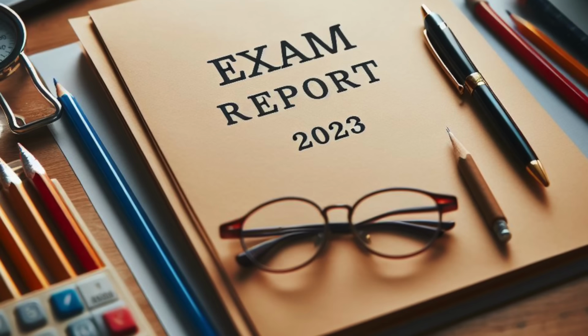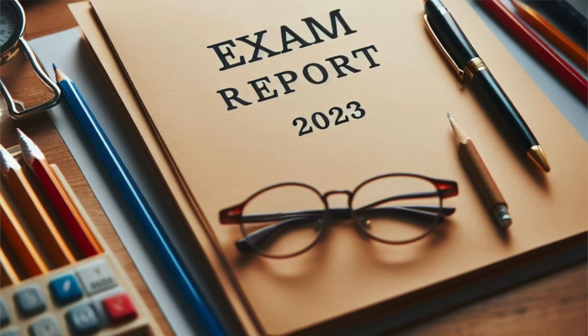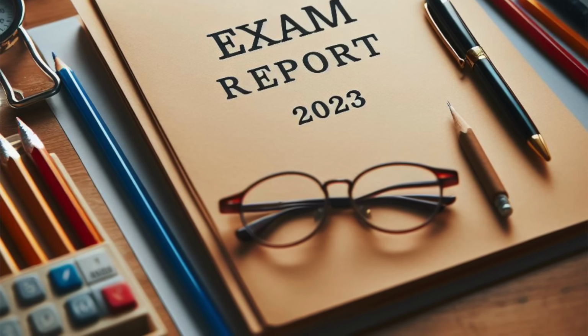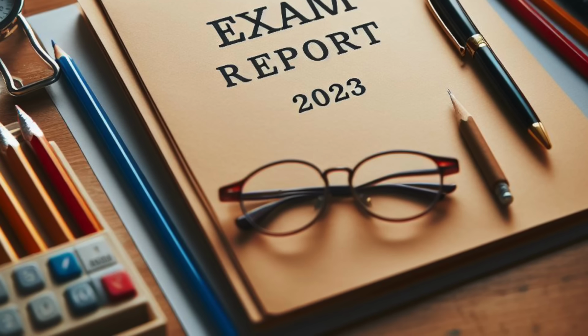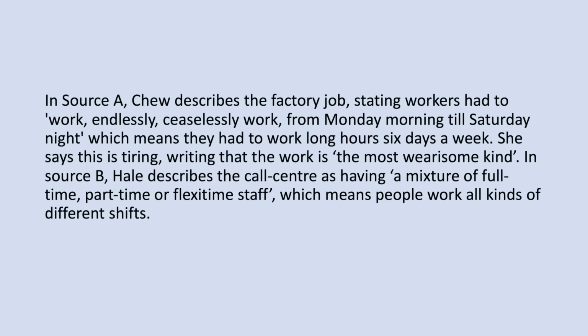The November 2023 exam report pointed out how one issue was where students were finding a point of difference and then paraphrasing that rather than trying to draw an inference or interpretation. So that would be something like this. In source A, Chu describes the factory job, stating workers had to work endlessly, ceaselessly work from Monday morning till Saturday night, which means they had to work long hours 6 days a week. She says this is tiring, writing the work is the most wearisome kind. In source B, Hale describes the call centre as having a mixture of full-time, part-time or flexi-time staff, which means people work all kinds of different shifts.